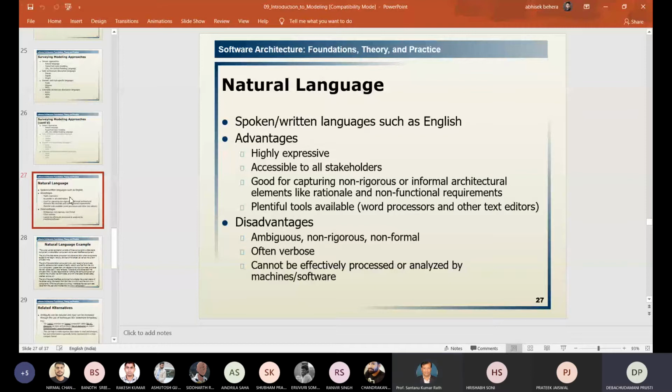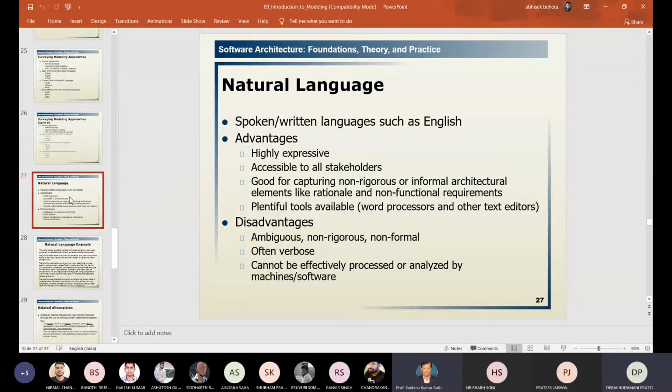It is a very simple language, spoken or any written language, which is in English. What are the advantages? Highly expressive, accessible to the stakeholders, good for capturing non-rigorous or informal architectural elements like the rationale or non-functional requirements. It will be helpful for capturing the non-functional requirements. Then plentiful tools are also available, like word processors and other text editors. What are the disadvantages? It is ambiguous, non-rigorous, non-formal, and often verbose.